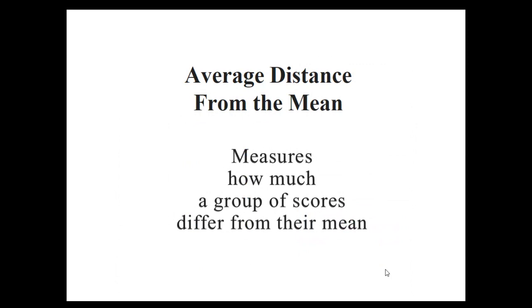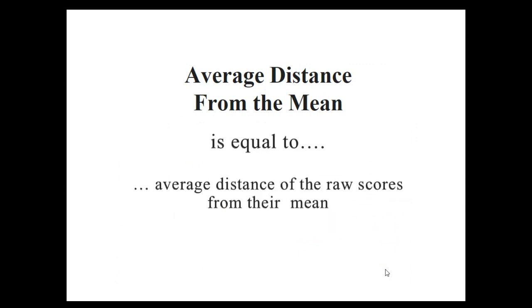So this number, the average distance from the mean, measures how much a group of scores differ from their mean. So it's a measure of their variability, their dispersion, or their spread. And as we've just seen, the average distance from the mean is equal to the average distance of the raw scores from their mean. In other words, we first calculate the distances for all the raw scores, and then we average those distances.